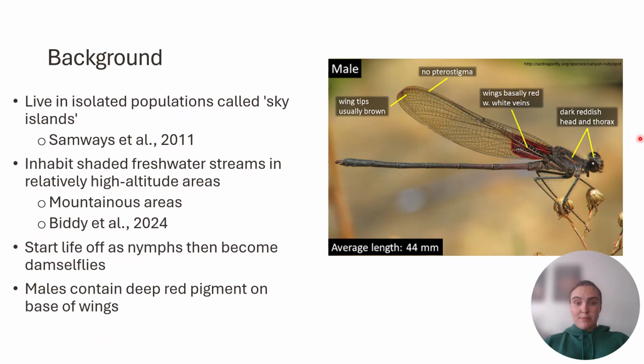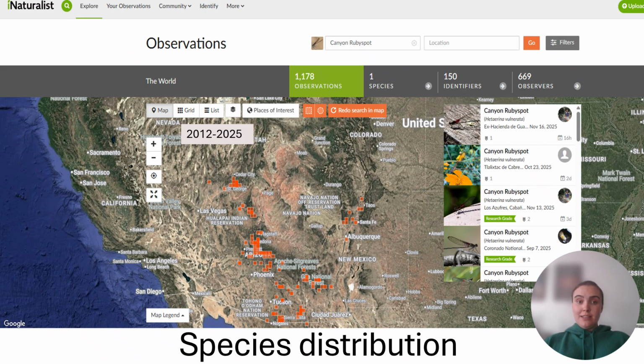Male canyon ruby spots have a deep red pigment on the base of their wings, as seen here in this picture, making them an easily identifiable species. Due to being an easily identifiable species, canyon ruby spots have a large number of observations on iNaturalist. I focused on the observations in 4 states: Utah, Nevada, Arizona, and New Mexico. From these 4 states, there are 567 occurrence points from 2012 to 2025.